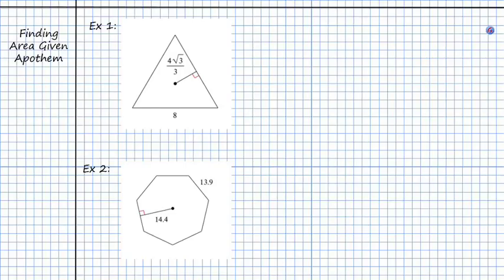All right, so example 1, we have an equilateral triangle here. And it makes sense to us that equilateral triangles are also regular polygons, right? Because we know that all 3 sides are congruent, and we know that all 3 angles are congruent. So equilateral triangle is really our first example of a regular polygon. Now, we also have some other ways to find the area of an equilateral triangle, but we're going to focus on using it as a regular polygon today.